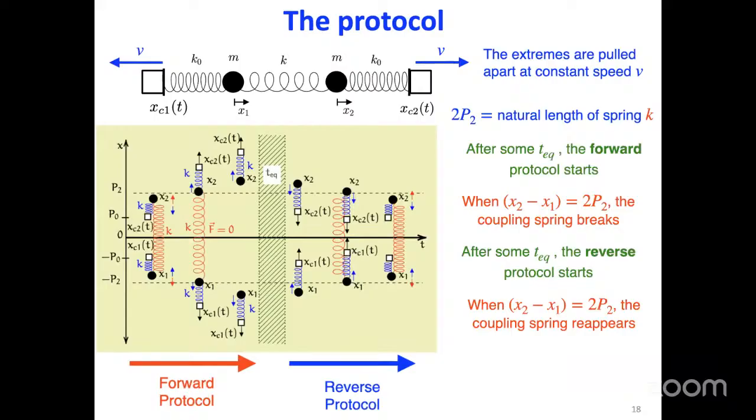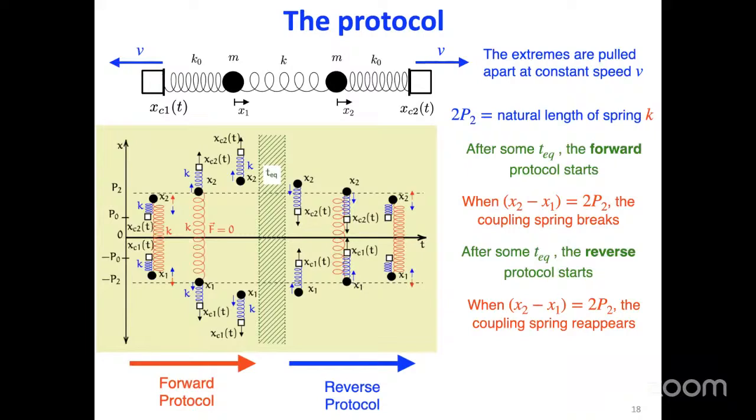So, and now the protocol. The protocol is as follows. Let's start with the two harmonic oscillators. This is the one here and the one there. And they are coupled by this spring in the middle. And then we will start to pull them apart at constant speed. You can do it very fast or very slow.